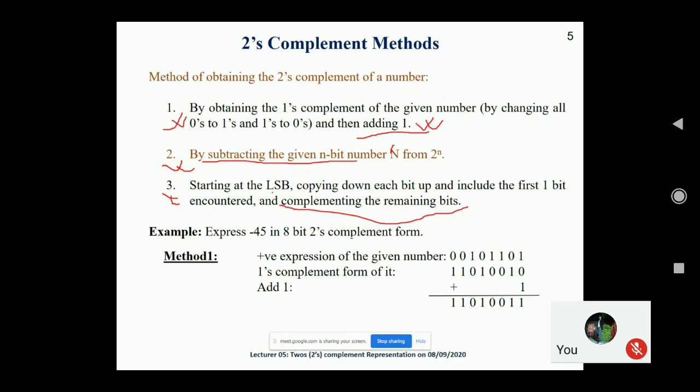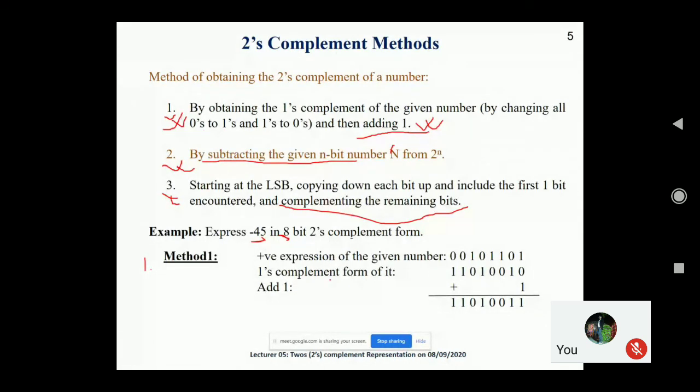Suppose we use this particular example and apply the first method. Method 1: the example is minus 45, because plus 45 is not meaningful here, as it is similar to sign magnitude form. So minus 45, we are using the 8-bit 2's complement form.